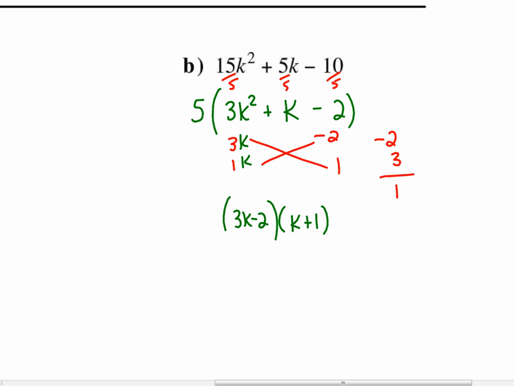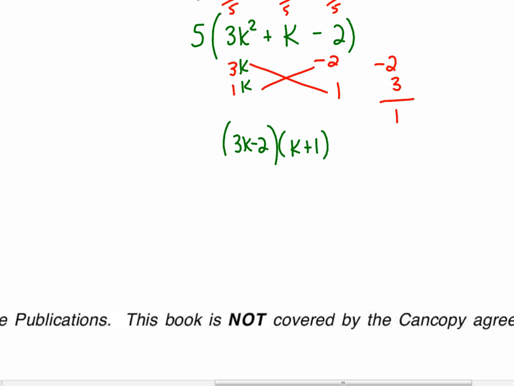And don't forget, what am I missing? Landon, what am I missing?